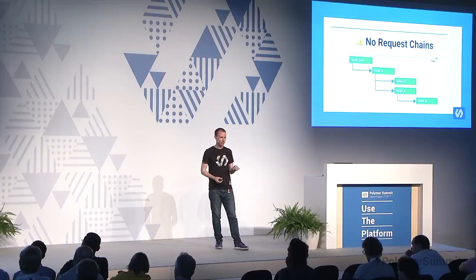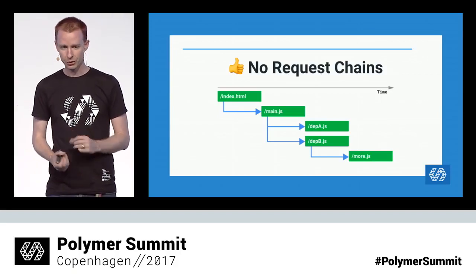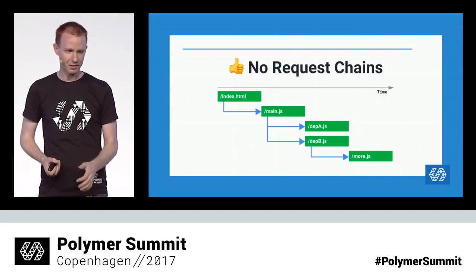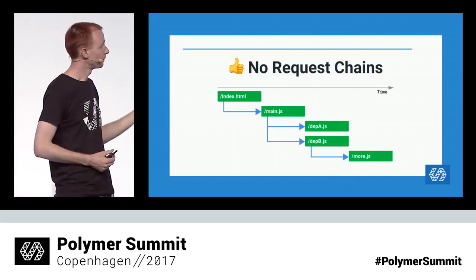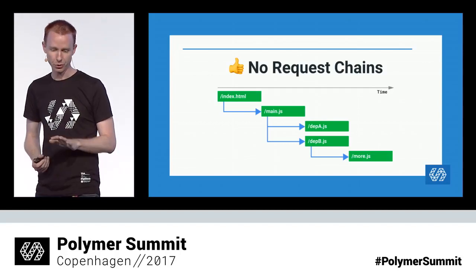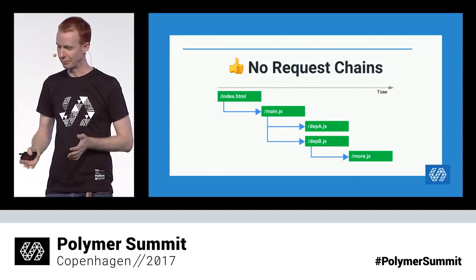And having a lot of module files is also going to cause what's known as request chains. So if your browser fetches an index page, it's going to then see it needs this file main.js. And then it's going to see that it needs dep.js. And so on and so forth. And before you know it, you might have done a whole 4 or 5 round trips to the server.